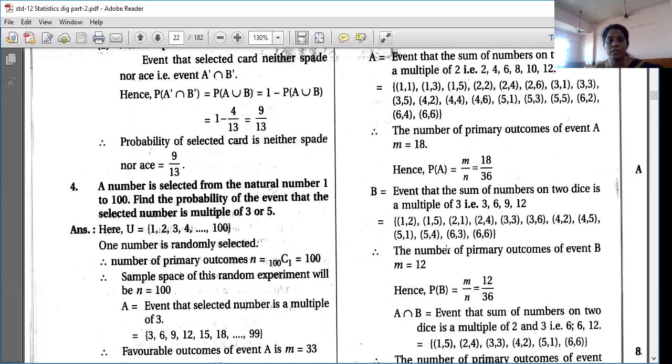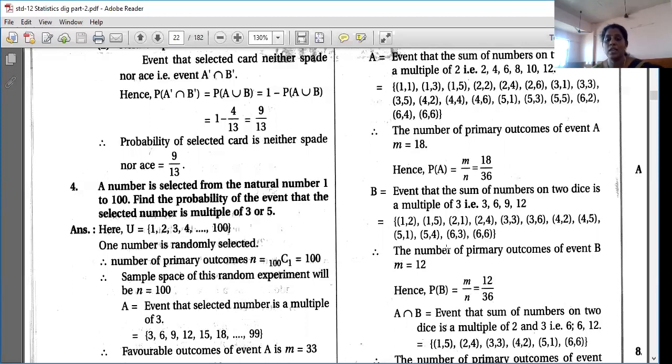So you have to put the formula again. That means P of B is equal to M upon N. That is 12 upon 36. So again we are not reducing because we should keep the base equal. Now your next thing is to find A intersection B.